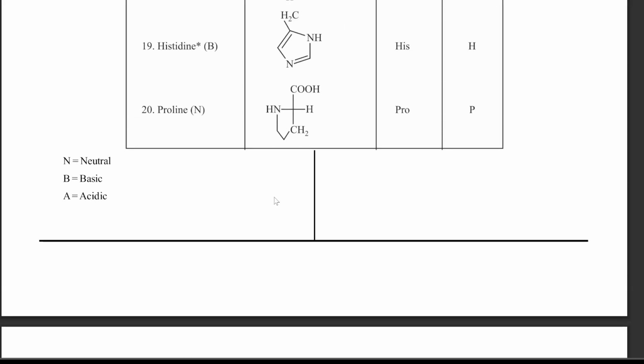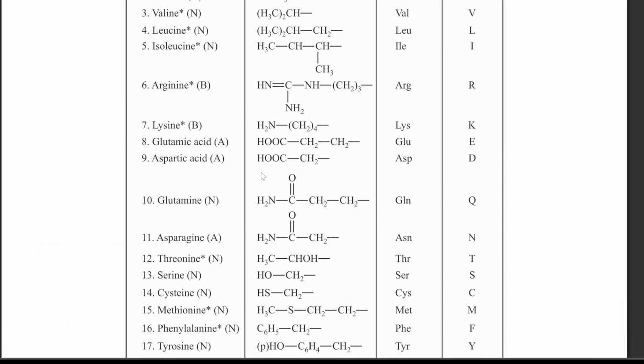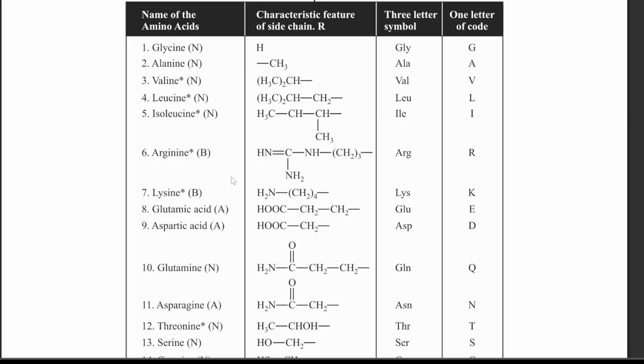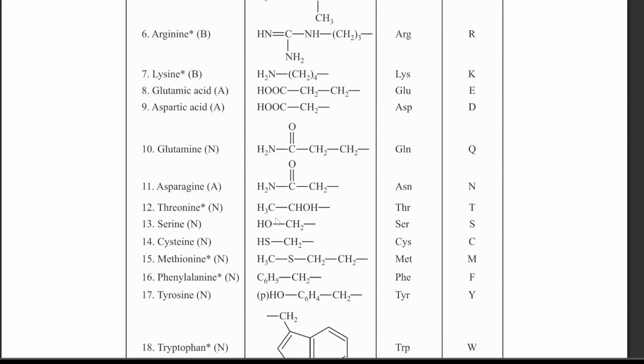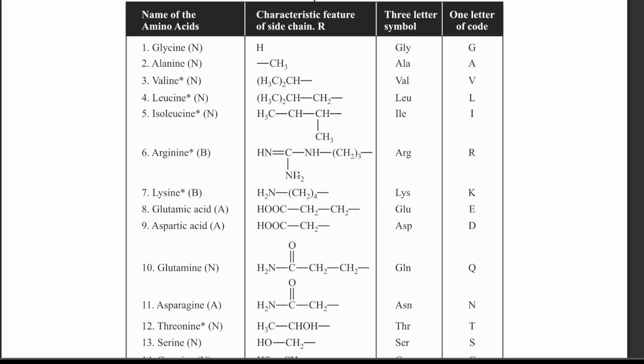Now the N, B and A which are present here simply denote the nature of these acids, whether they are neutral, basic or acidic. It depends on the number of amino groups or carboxylic groups, whichever is higher in number. If there are more amino groups, then it is basic in nature. If there are more carboxylic groups, it is acidic in nature. And if they both are equal in number, they are neutral, as you can see in the first 5 amino acids.